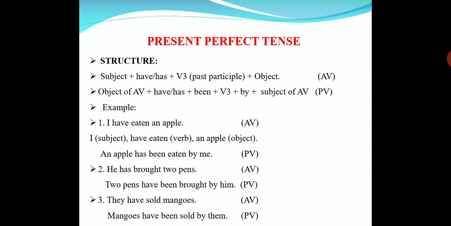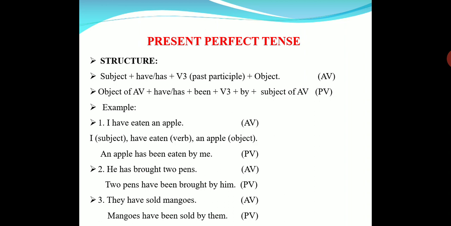Next, present perfect tense. What is the structure of present perfect tense? Subject plus have or has plus past participle form of the verb or V3 plus object in active voice. In passive voice, object becomes subject. So object comes into the place of subject plus have or has according to the subject. If the subject is singular, has will be used, and if the subject is plural, have. Even for I we use have.